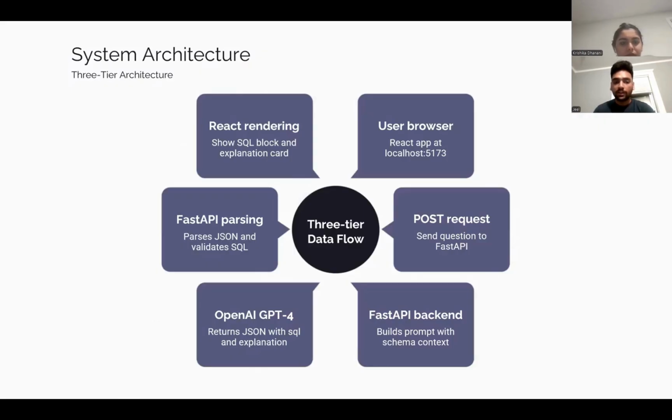This is the system architecture of our application. The user browser, which is currently running on a local hotspot, sends a POST request with a question to FastAPI. The FastAPI backend builds a prompt with the schema contents. Then we use OpenAI GPT-4, which returns JSON with SQL and an explanation. Then FastAPI takes the data from the JSON, validates the SQL, and returns the SQL query.